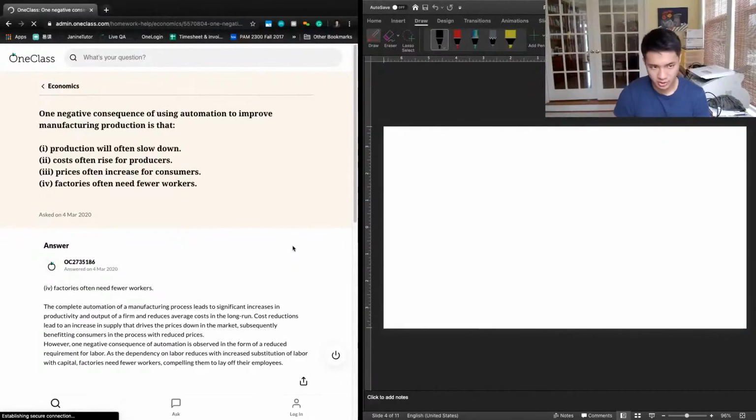Next question says, one negative consequence of using automation to improve manufacturing production is that 1. Production will often slow down. 2. Costs often rise for producers. 3. Prices often increase for consumers. And 4. Factories often need fewer workers.